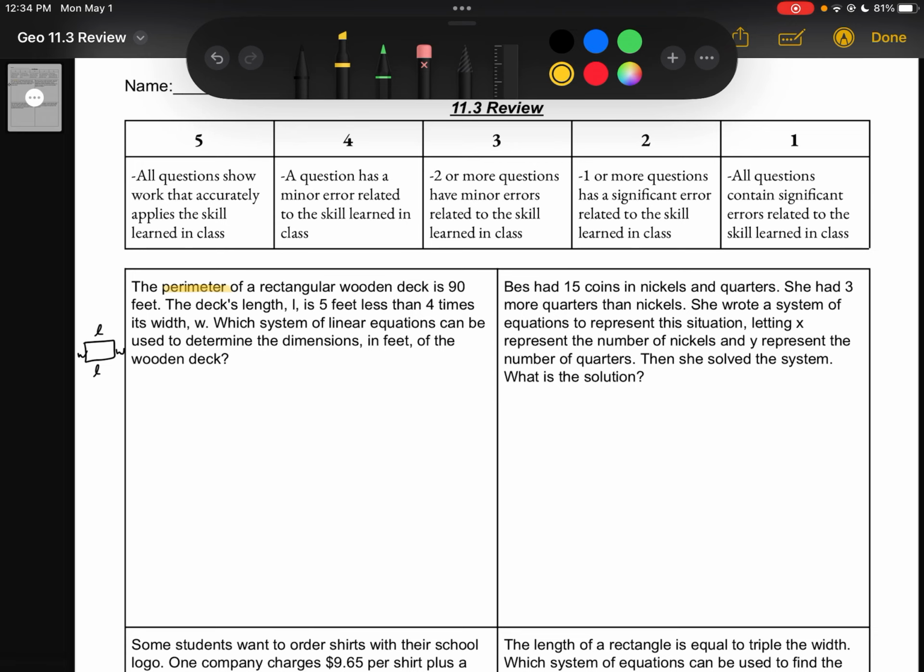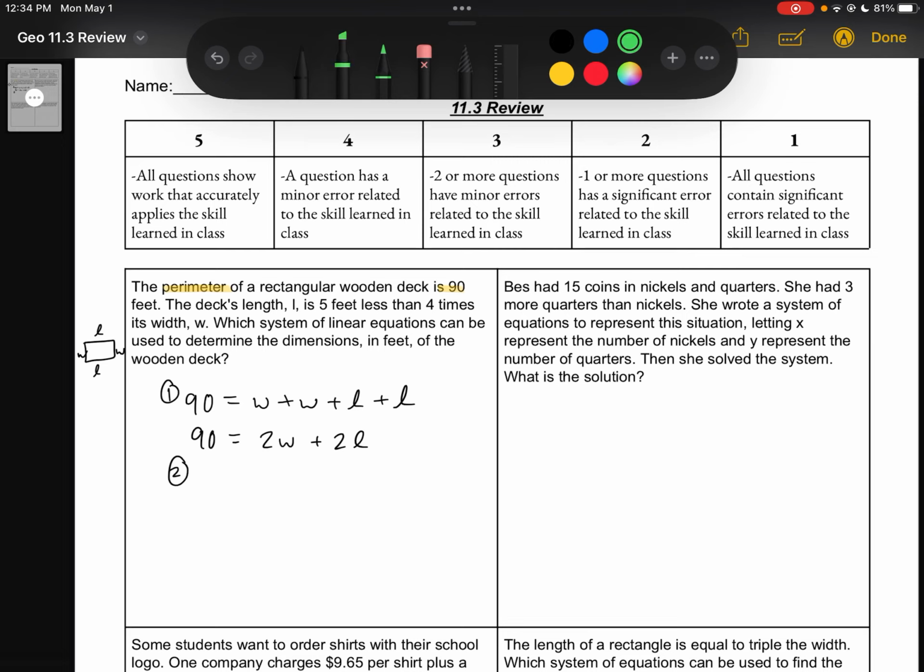So they tell us that the length is 5 feet less than 4 times the width. So we want to have a system to determine this. So we know that perimeter is equal to 90. So we'll have 90 is equal to our perimeter. And again, that is width plus length plus length. Another way that you can write this is those are 2 W's and 2 L's. So that is a simplified version of our first equation.